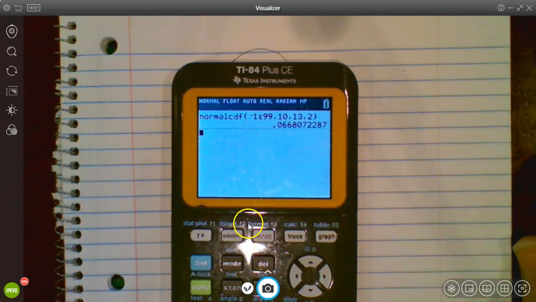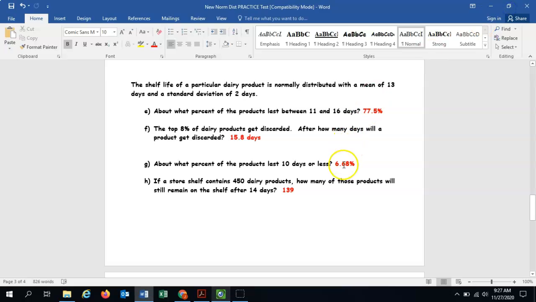And again, we want to round this accurately to 3 sig figs. So the decimal's going right here, so 6.68. That's where we're getting that answer. So now we have the expected number question. So I need to get the percent, multiply it by 450.